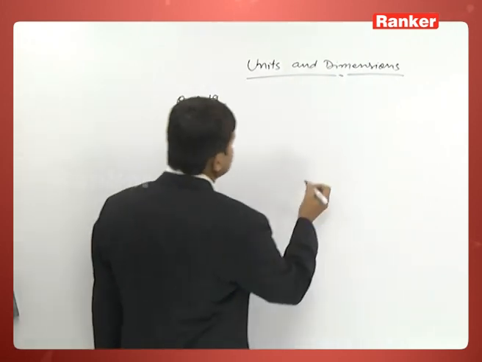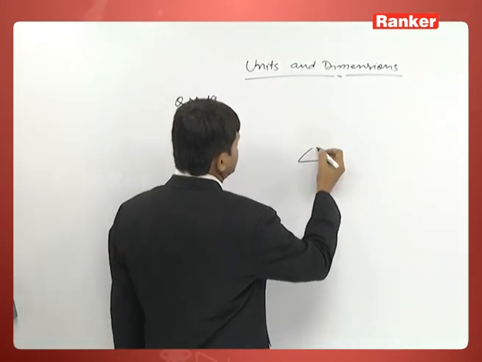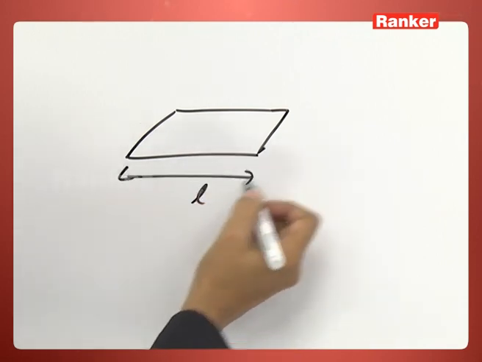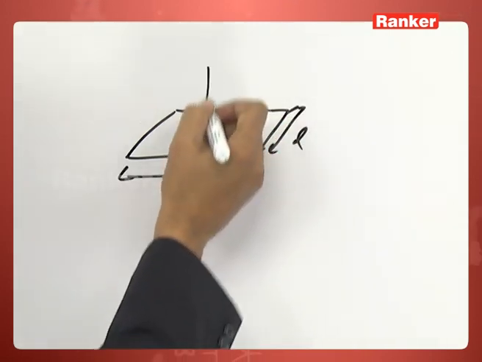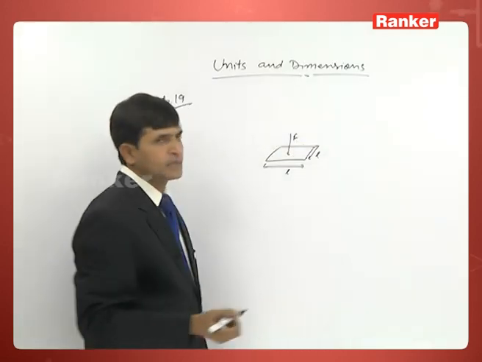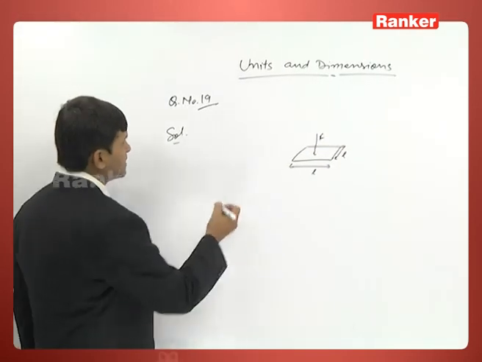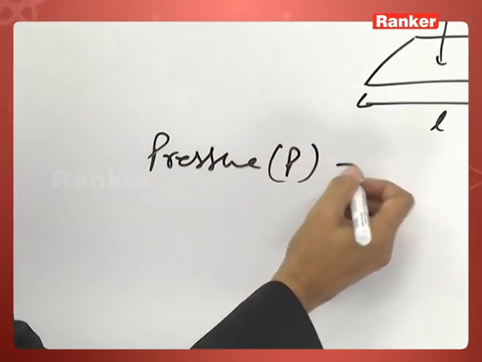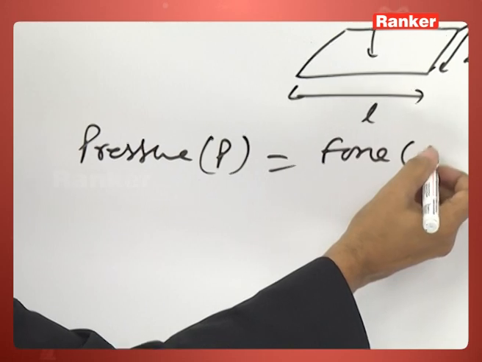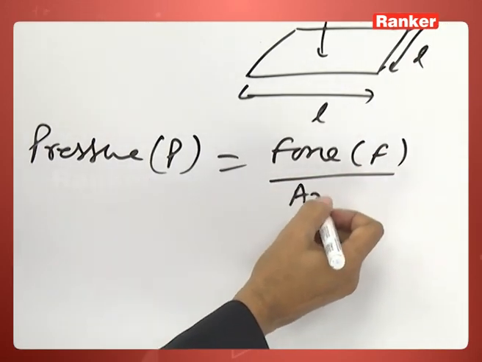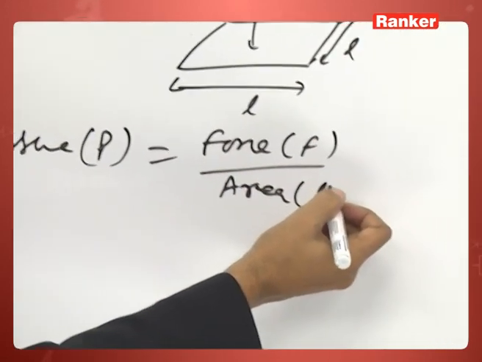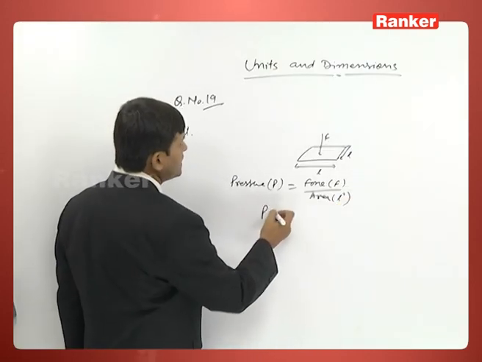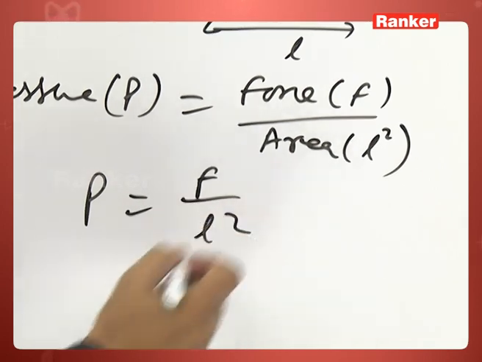It is given here a square plate like this. So this is also L, this is also L. Some force must be here like this. So pressure is equal to P, force F per unit area, L square. So P is F by L square.